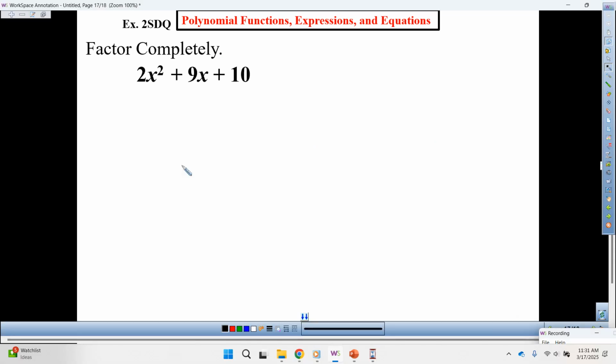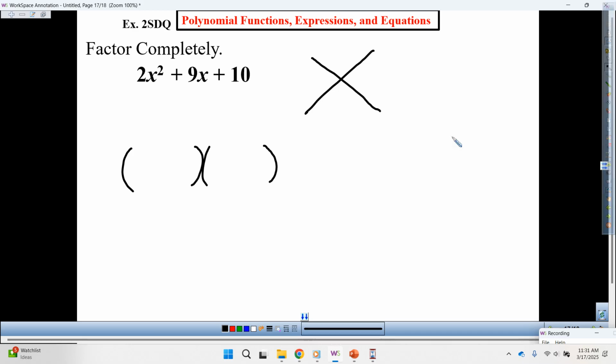Copy this one. Example 2, super duper Q. Very similar to the one we just did. Like I said, all this is review. I'm trying to get you guys ready for tomorrow, because tomorrow, this is only a small piece of it. Find the two factors, please. 2x squared plus 9x plus 10.